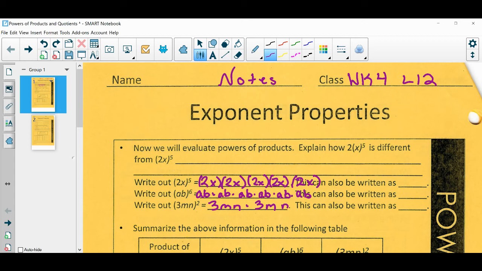Hey guys, this is our last lesson for week 4. It is also our last set of exponent properties. This one is about the powers of products.